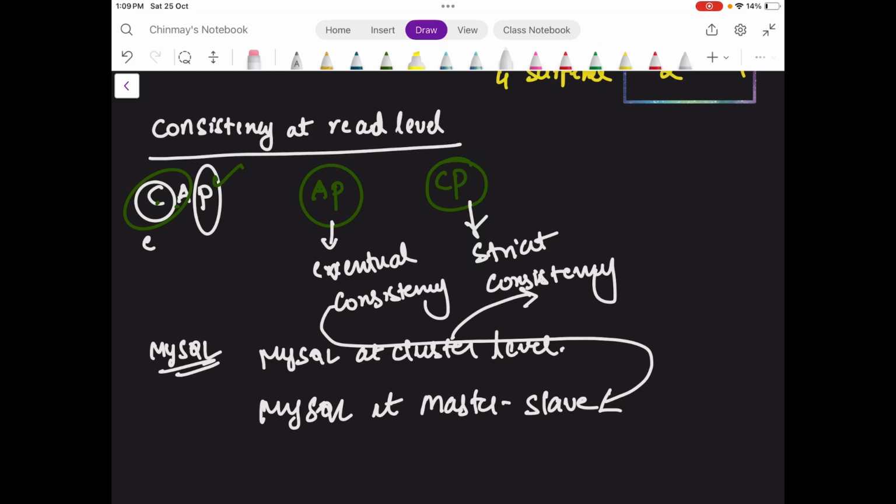If you have a strict consistency and you perform a write request and then a read request immediately, whatever data you previously wrote, that data will come. Eventual consistency means it will reflect a little bit late. This is about eventual consistency, this is about strict consistency, and this is about the consistency at read level.